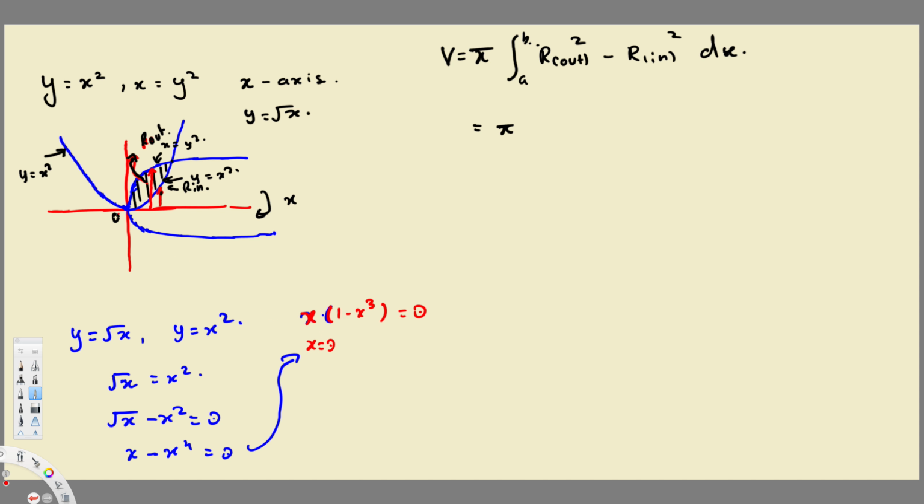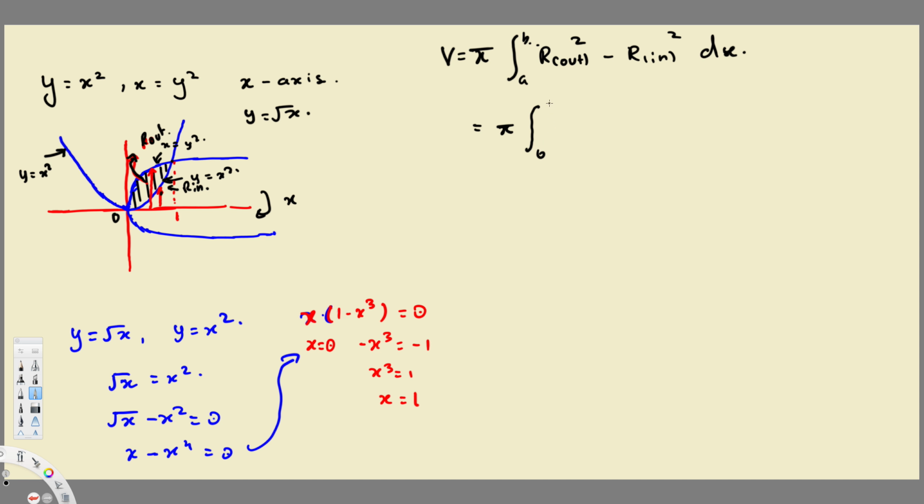We found one already, but we have to know this point right here. From the other factor, negative x cubed equals minus 1, therefore x cubed equals 1, therefore x equals 1. So we know that this is going to be 1, and this is 0. So the limits of integration are 0 to 1.